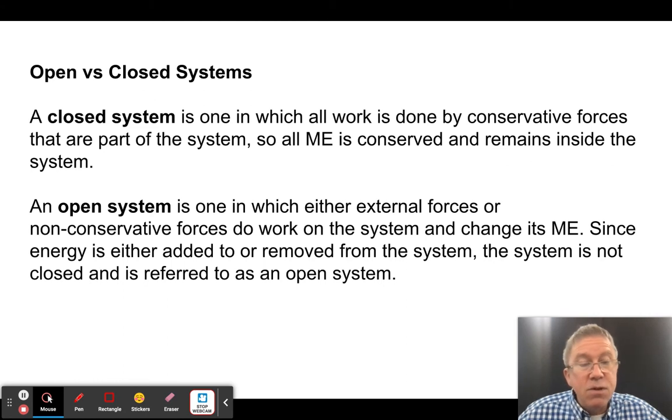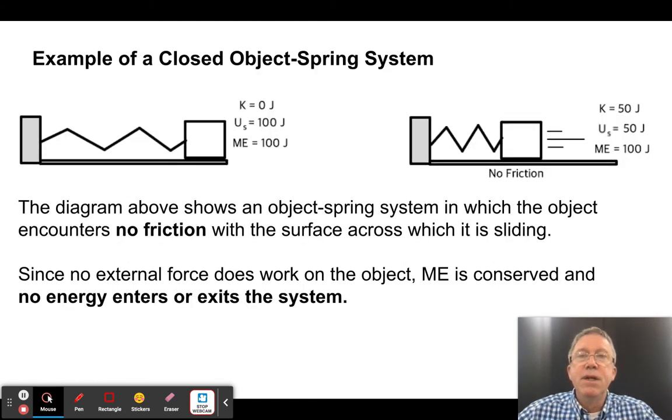That's not a conservative force, so it's going to do work on a system. So let's look at a closed object-spring system. I have a stretched spring. There is 100 joules worth of spring potential energy because this is stretched beyond its equilibrium point. It has 0 joules of kinetic energy, so it's got 100 joules of mechanical energy.